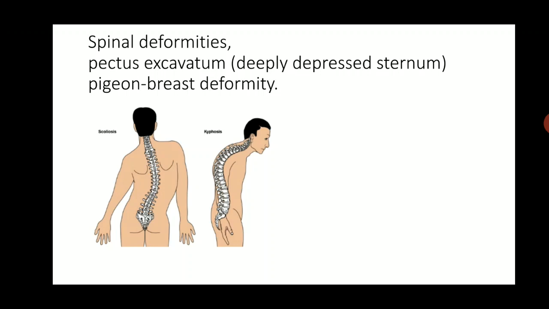Many of these patients have deformities of the sternum. The sternum can be deformed inwards, which is known as pectus excavatum. That is, the chest looks like a cave, or the sternum sometimes is bent outwards, or there is a bulging in the sternum which looks like a pigeon breast.